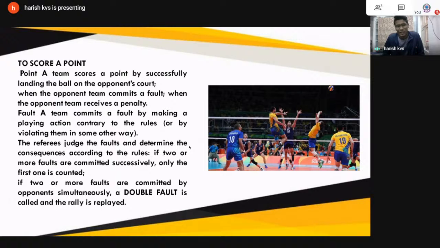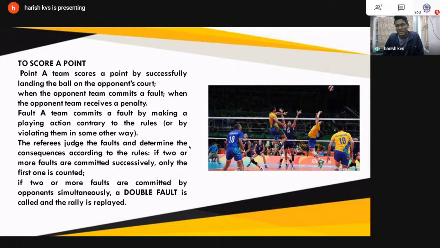So what is a foul? A team commits a fault by making a playing action contrary to the rules. There are some technical rules. We will go through this presentation and observe what kind of technical rules a player or team should consider during the gameplay. If they go beyond the rules and regulations of the gameplay, then the fault is observed by the referee and the point shall be awarded to their opponent team.